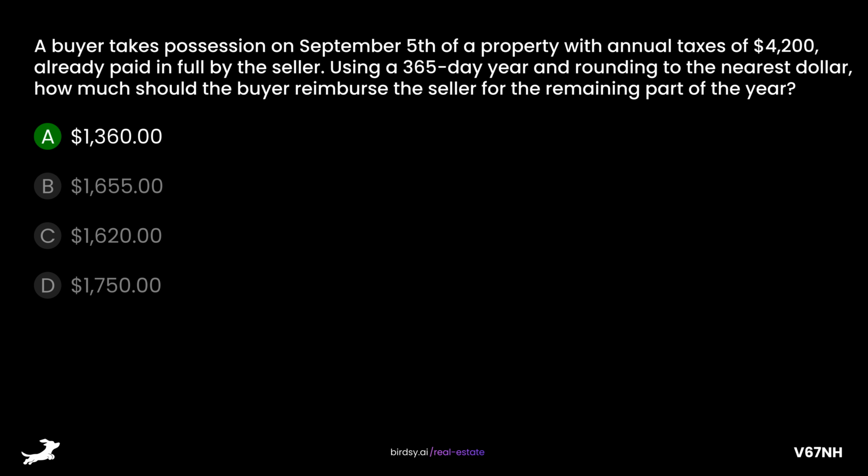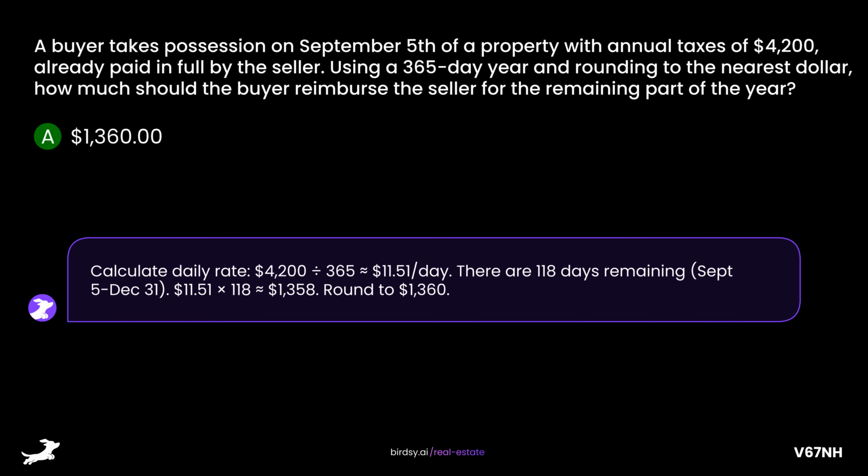The answer is A, $1,360. To calculate the daily rate, divide $4,200 by 365, which equals approximately $11.51 per day. There are 118 days remaining, September 5th through December 31. Multiply $11.51 by 118, which equals approximately $1,358. Rounded to the nearest dollar, the total is $1,360.